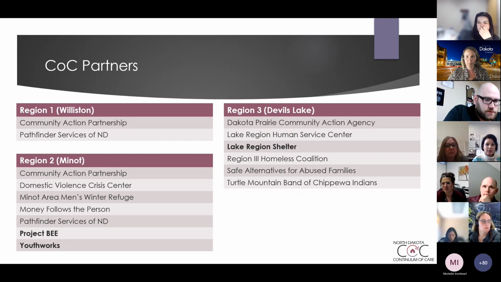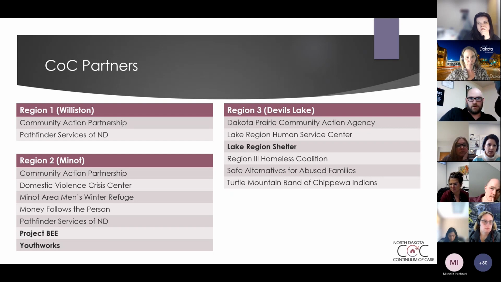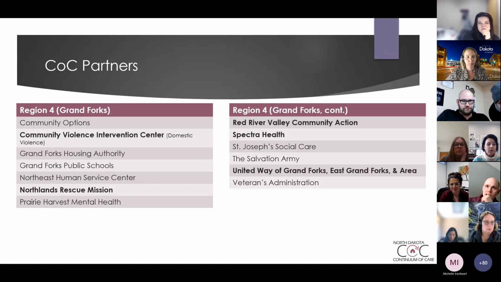These next slides are the COC partners that we currently have. I won't talk about each one of them, but the ones that are bolded, they are the agencies that are assessment sites for their region. So in Region 1, we do not have an assessment site. However, I do believe Community Options is working on that. Region 2 has Project B and YouthWorks. Region 3 has the Lake Region Shelter. Region 4 has the Community Violence Intervention Center. Now that is only for domestic violence.